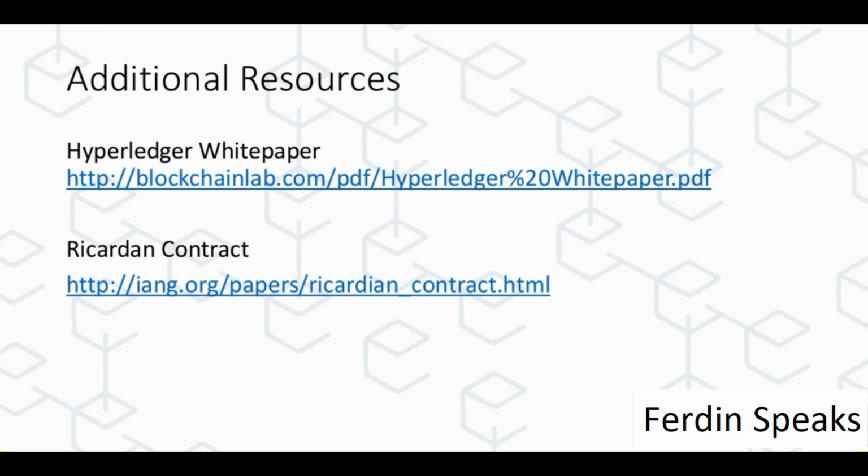And then we have some white papers. You can learn about Hyperledger from the first link, and the Ricardian contract from the second link. These are white papers which will help you learn in much more detail about smart contracts and Ricardian contracts. So that's all about today's lecture.